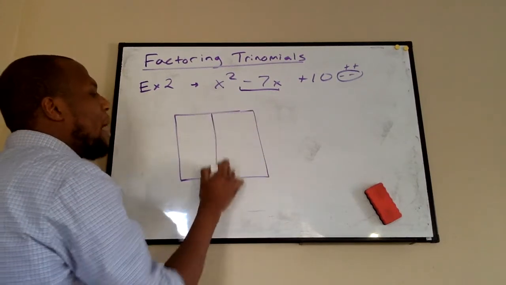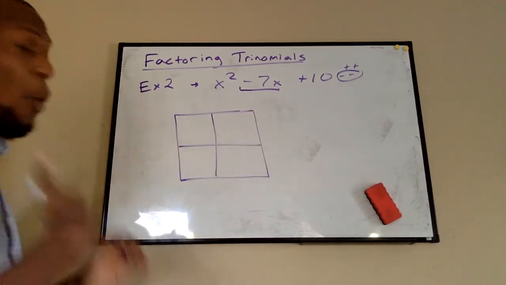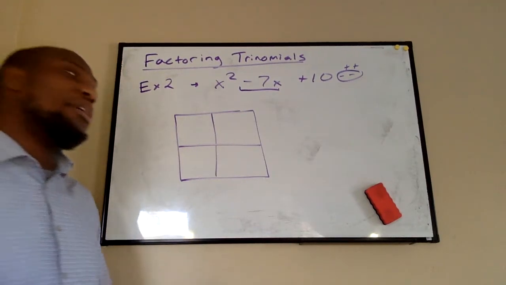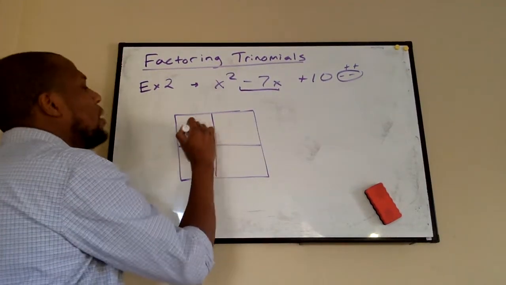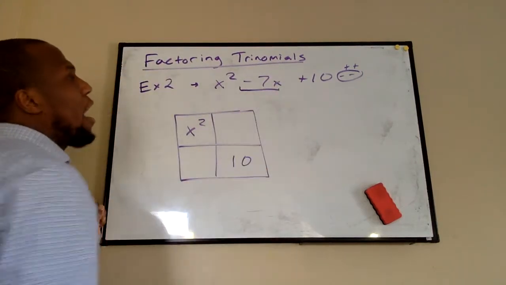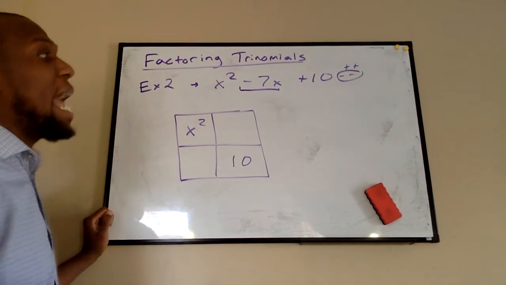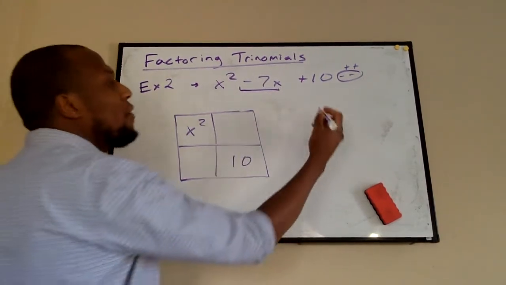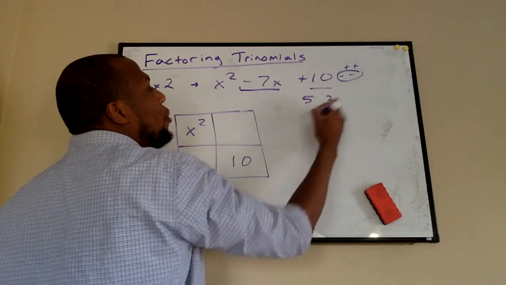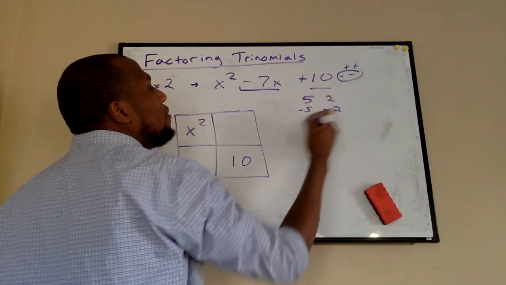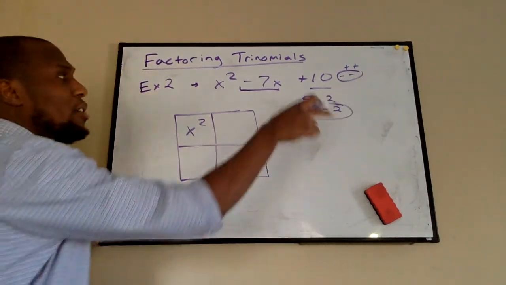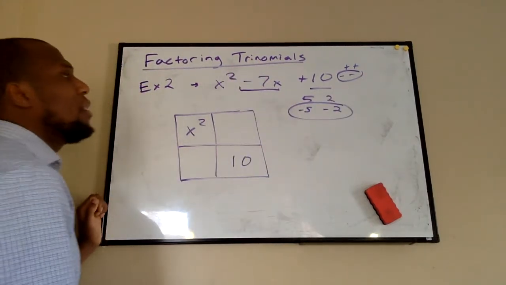And just a reminder, I'm just using the box for organization. You 100% can do it in your head if you have the ability to. We got x squared. We put 10 here. I got to think about two factors of 10 that add up to -7. If I'm thinking about factors of 10, I got 5 times 2, -5 times -2. Oh, that's the one that works for me because those added together would give me -7.